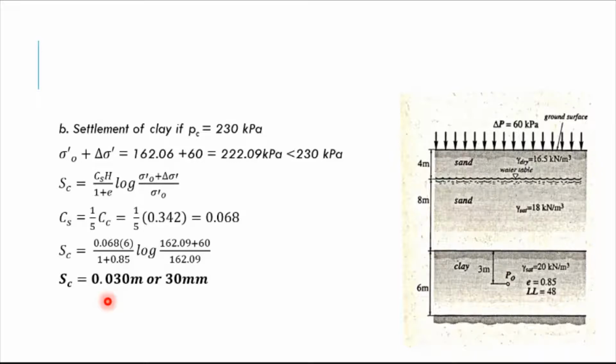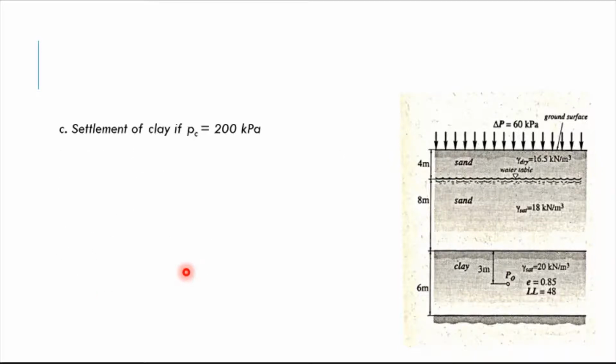And then lastly, we have to determine the settlement of clay if the pre-consolidation pressure is 200 kPa. Again, in order for us to determine the primary consolidation settlement if it's over-consolidated clay, we have to again compare PF and PC. By comparing PF and PC, the PF is equal to 162.09 plus 60, and 222.09 kPa is greater than 200 kPa.